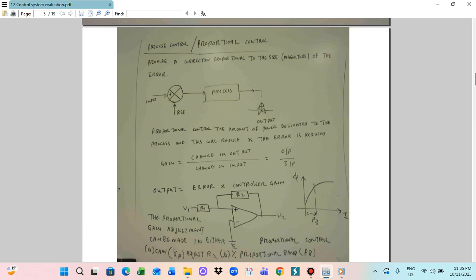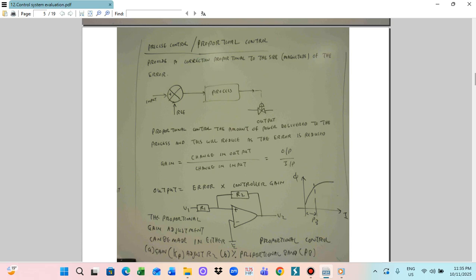So the difference between the input and the reference gives the control function. Proportional control means the amount of power delivered to the process will reduce as the error is reduced. Normally the input is compared with the reference, and this will control the process. The proportional control delivers power to the process, and this reduces as the error is reduced.